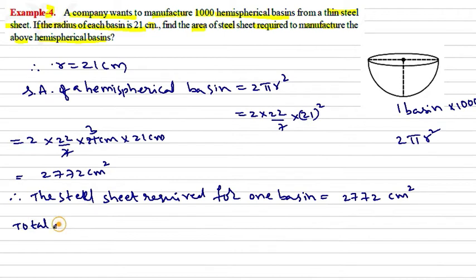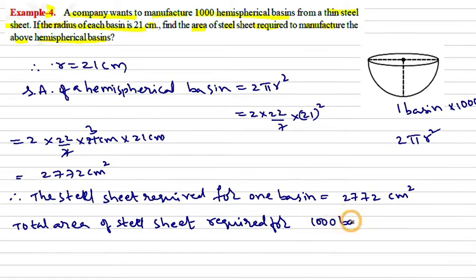Total area of a steel sheet required for 1000 basins is equal to 2772 into 100, which is equal to 2772 centimeter square. So it is an answer.